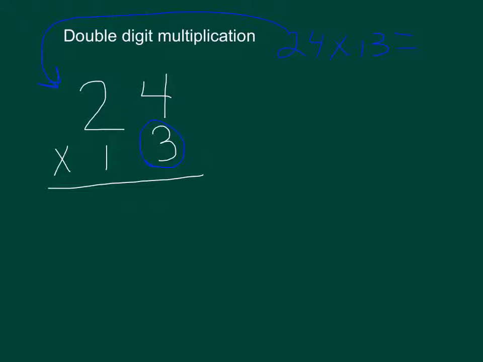So getting back to our problem, 3 times 4 is 12. So we put our 2 down and carry our 1. We just did 3 times 4. Now we do 3 times 2. 3 times 2 is 6, plus the 1 that we carried is 7.